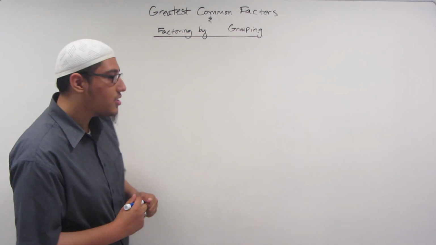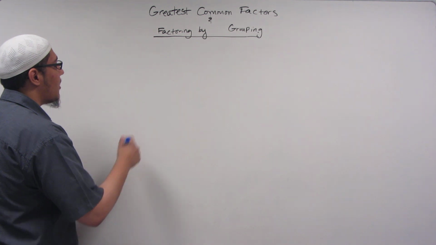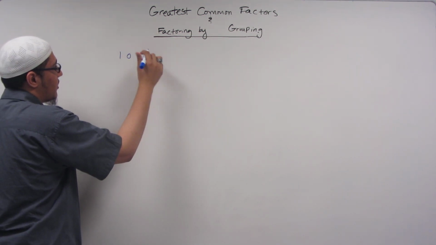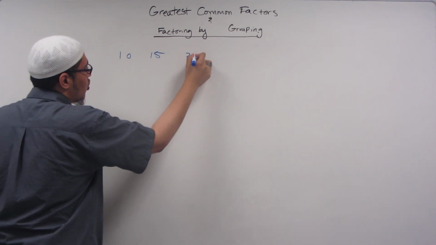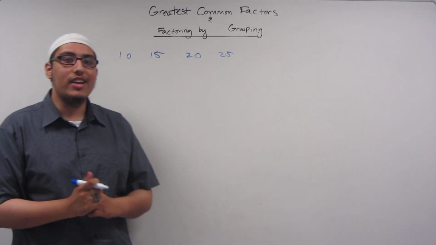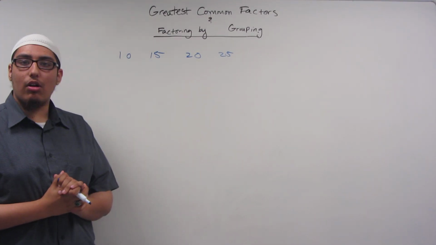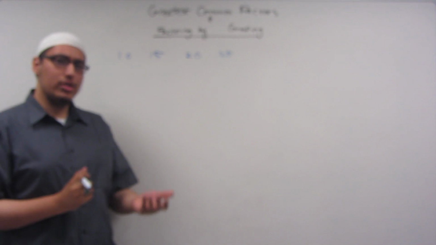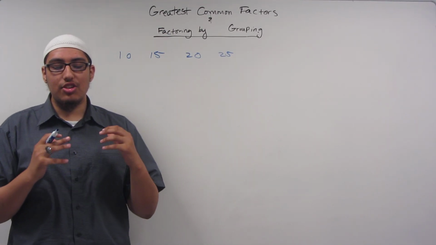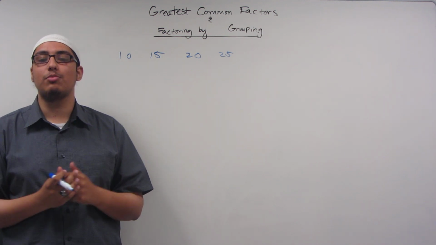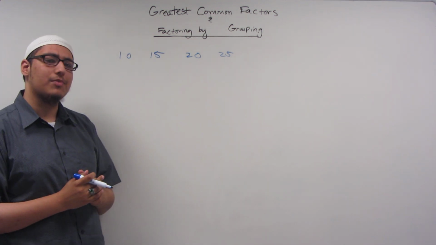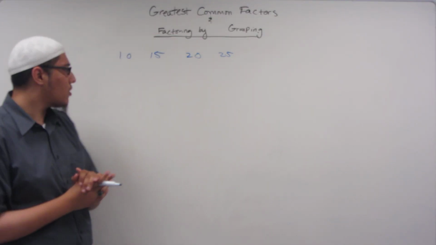Okay. Now, let's talk a little bit more about GCFs. If we have a couple of numbers, let's say 10, 15, 20, and 25, the question here is, what is the greatest common factor for all of these numbers? Well, before going to greatest common factors, let's talk a little bit about what factors are. Factors are essentially numbers or terms that you can multiply together to get one specific number or term. Okay, let's explain that a little bit more.